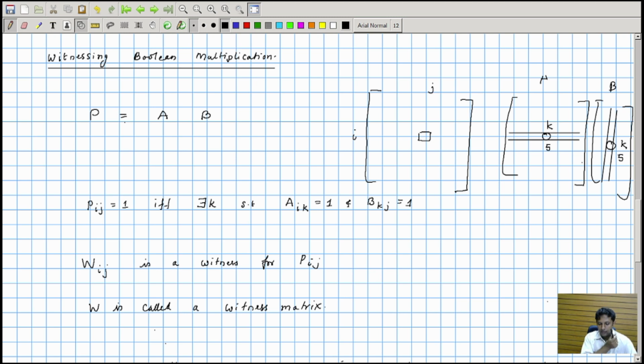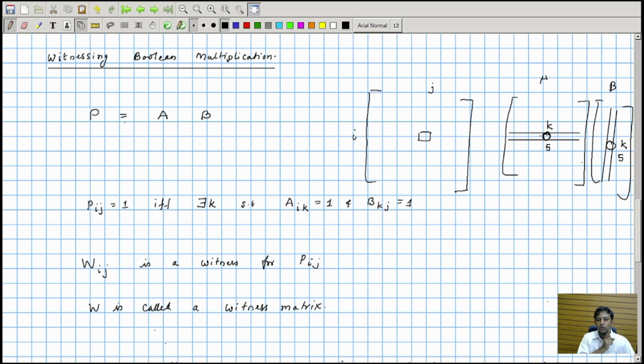So in every entry in W, the ijth entry in W, you will have a number, and that number indicates which positions in A and which positions in B are to be multiplied. There are n positions in A which you could multiply with n positions in B so that you will get 1. Out of this, the correct position, there might be many such, but each correct position is called a witness, and a matrix which carries all this information is called the witness matrix.